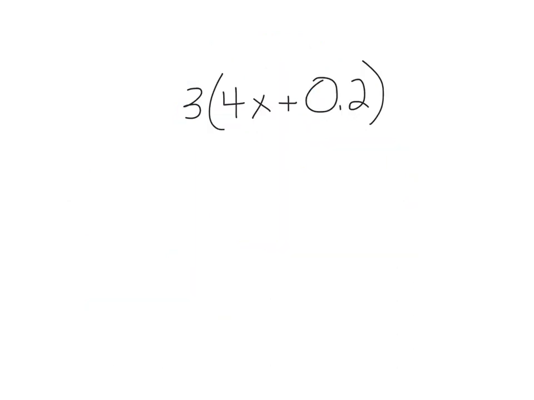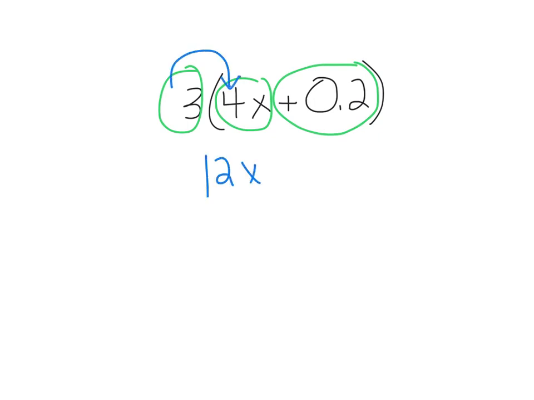Okay, what do we notice here? I have this term, I have a 4x, and then I have a positive, oops, dealing with decimals now. Okay, we recognize that. We know what to do with decimals. All right, so what's 3 times 4? That's going to be 12x. And a 3 times a positive 0.2 is going to be a positive answer.